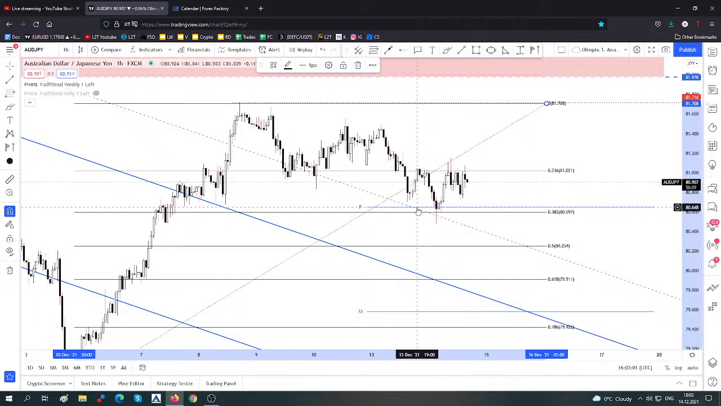Bitcoin is forming a head and shoulders, I believe, on 4-hour chart. What do you think about it?